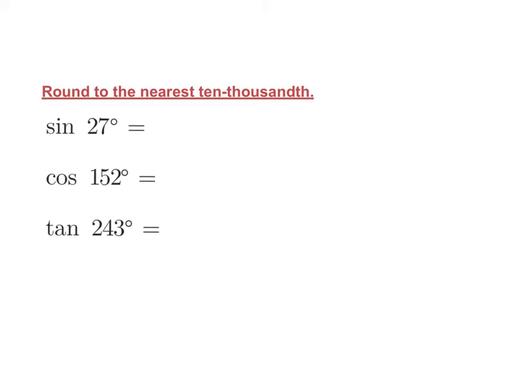Here's what you should have had for those three values. Nearest 10,000th, that's 4 places. So the sine of 27, 0.4540. Cosine of 152, negative 0.8829. Tangent of 243, 1.9626. How many had all three of those correct? Okay, good. Now, there's a reason we need to know how to do this, but before we do that, I have another video that I kind of like.